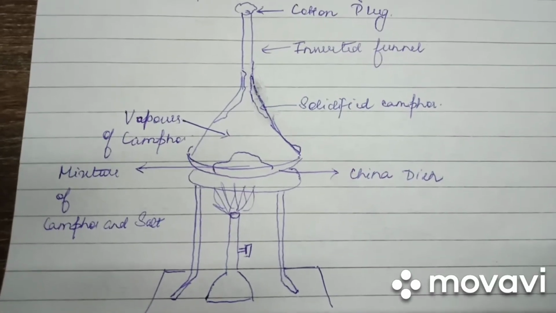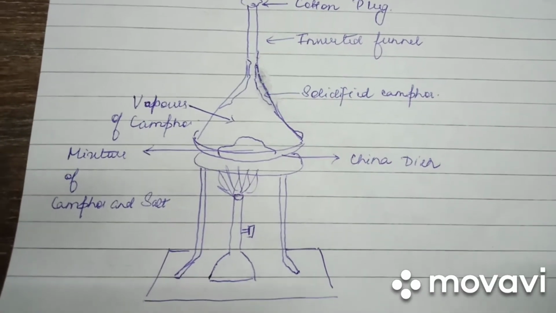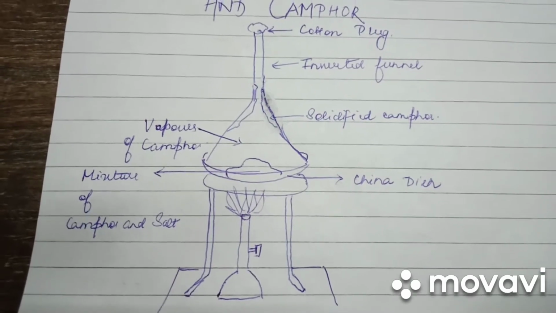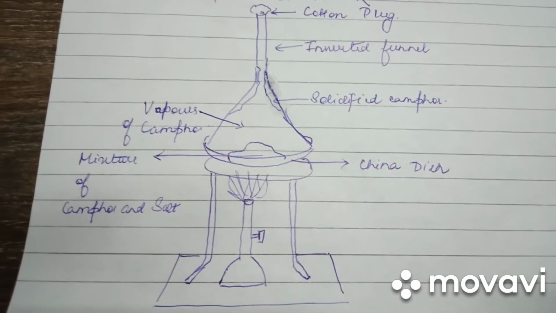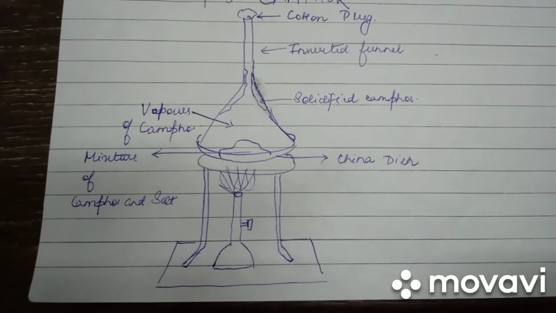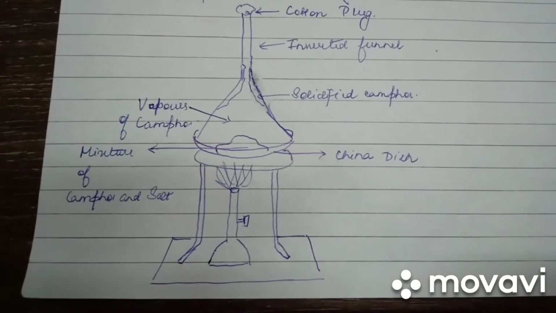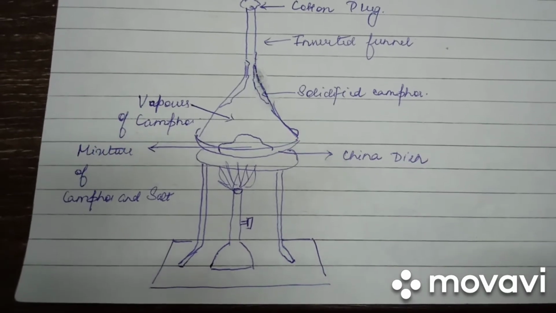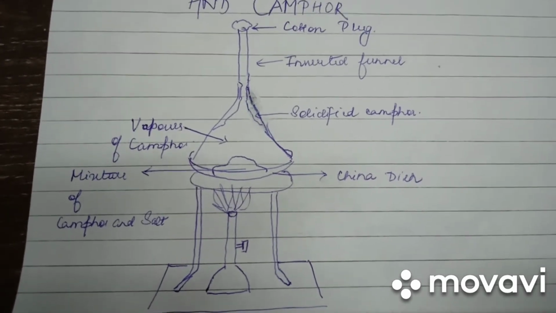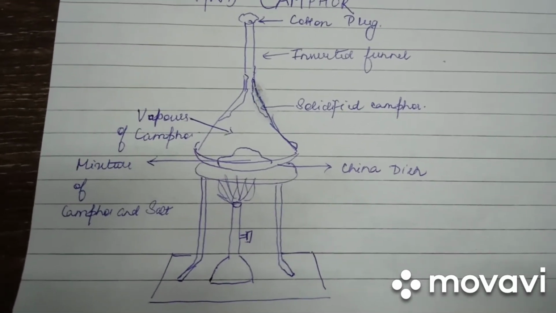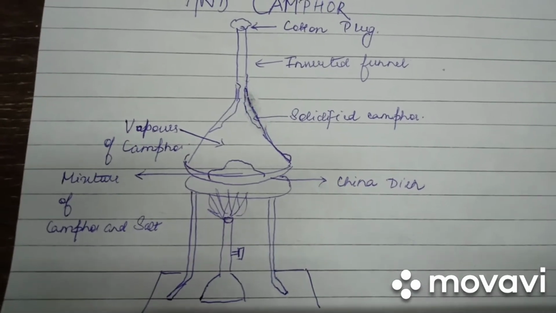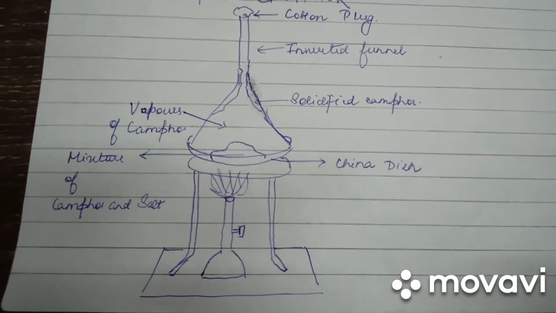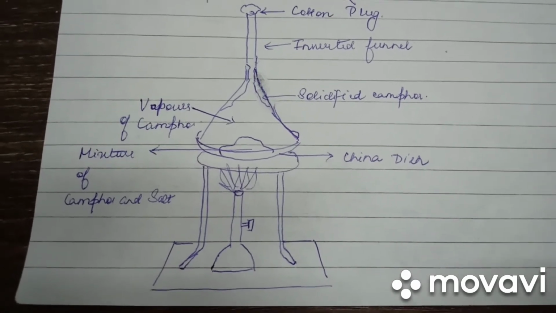We have previously discussed how in the process of sublimation, camphor directly changes into vapor, forming vapors of camphor within the inverted funnel. Here in this activity, heat is continuously provided to the mixture of camphor and salt, as a result of which camphor changes its state from solid to the vapor state. Within the funnel, the vapors of camphor can be observed.